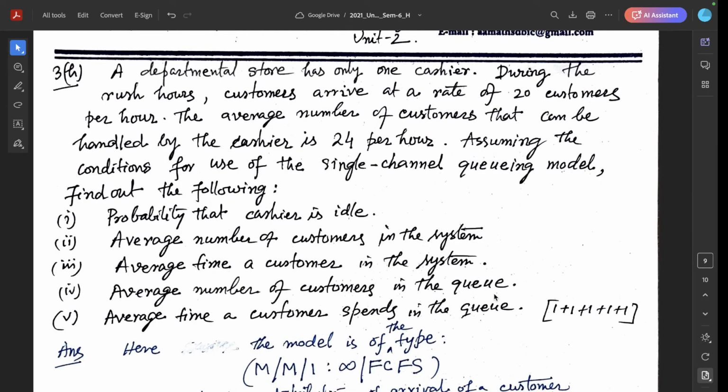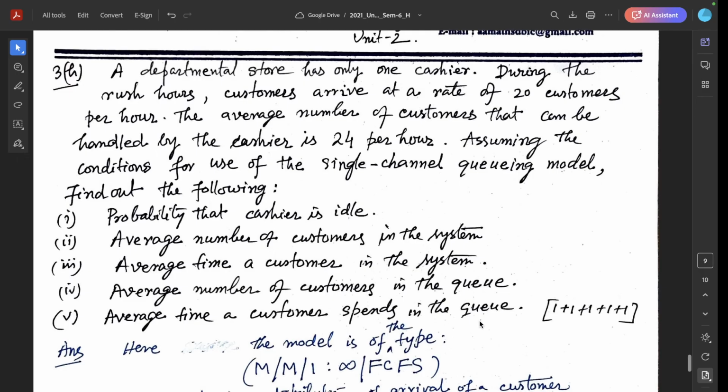Next, question 3H. A departmental store has only one cashier. During the rush hours, customers arrive at a rate of 20 customers per hour. The average number of customers that can be handled by the cashier is 24 per hour. Assuming the conditions for use of the single channel queuing model, find out the following: the probability that the cashier is idle, the average number of customers in the system, the average time a customer spends in the system, the average number of customers in the queue, and the average time a customer spends in the queue.